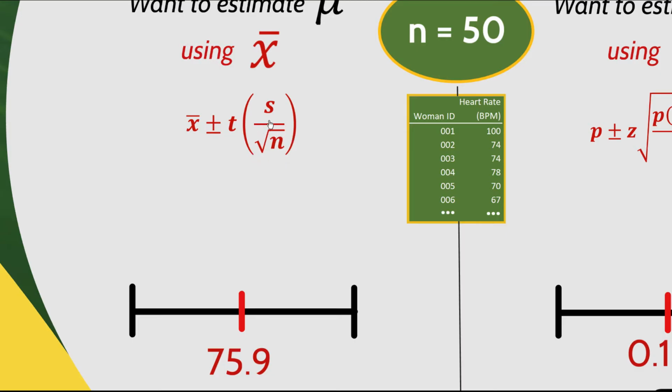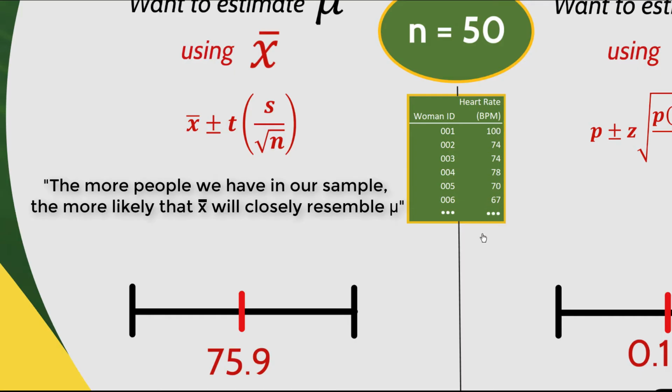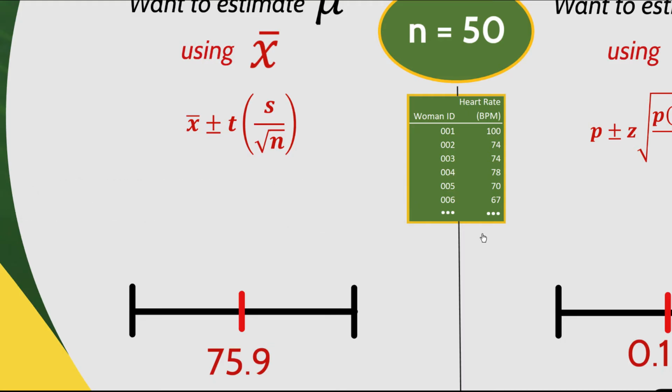Now the second thing we can see here is this divided by root n. And so quite simply, this tells us that the more observations we have in our sample, the smaller this interval is going to be, right? Because as the denominator increases, this interval is going to decrease. Now you should find that somewhat understandable because the more people we have in our sample, the more likely the sample mean will be close to the true population mean, right? So that's going to reduce our uncertainty.